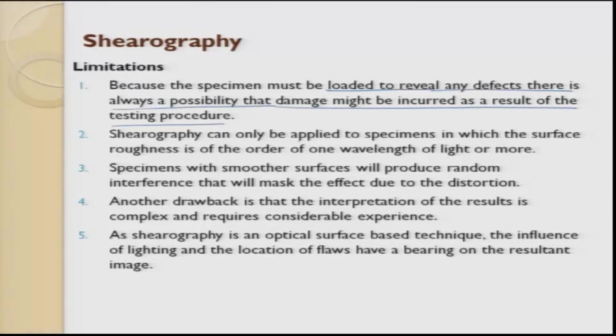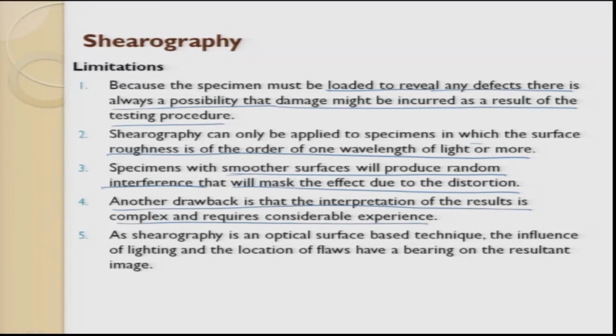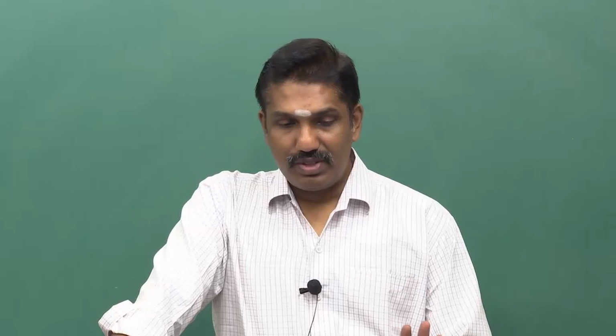Shearography is also difficult to apply to a specimen in which the surface roughness is on the order of one wavelength of light. Specimens with such surfaces produce a random interference pattern which will mask the effect due to distortion. This is another important point. Another drawback is that the interpretation of the result is complex and requires considerable experience. As shearography is an optical surface based technique, the influence of light and the location of the flaw have a bearing on the resultant image. So, these are some of the drawbacks of shearography.